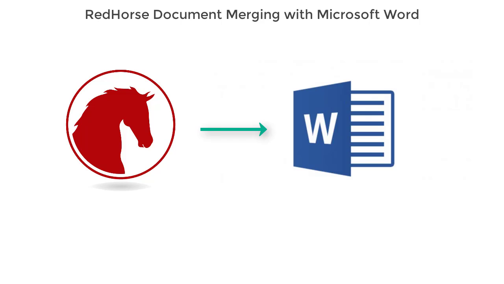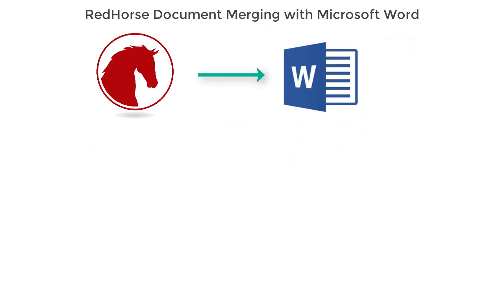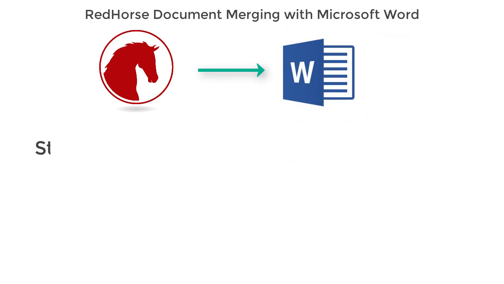RedHorse offers you a number of ways to create reports and documents using the data in your RedHorse system. One of the methods is using Microsoft Word. Using Word, you can produce beautifully designed documents containing your RedHorse data. In this series, we will be showing you how to use Word document merging to produce documents.